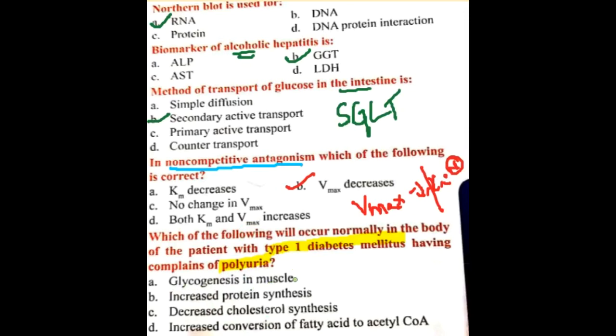Glycogenesis in muscles actually occurs whenever there is increased insulin, so it does not occur in type 1 diabetes mellitus. Then increased protein synthesis: insulin is necessary for protein synthesis, so this does not occur. Then this is the answer, that it causes increased conversion of fatty acids to acetyl CoA.